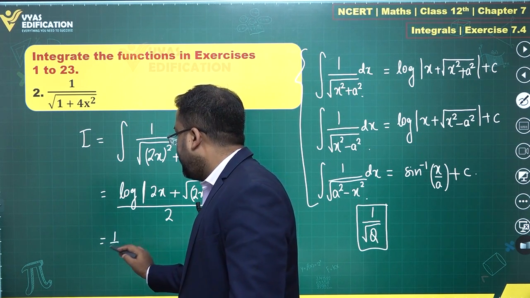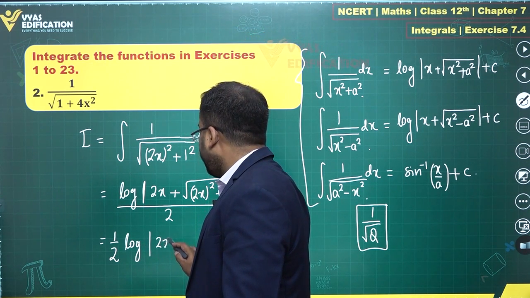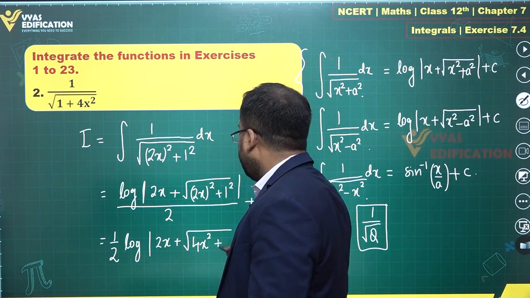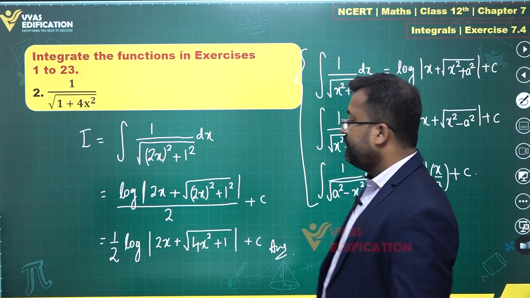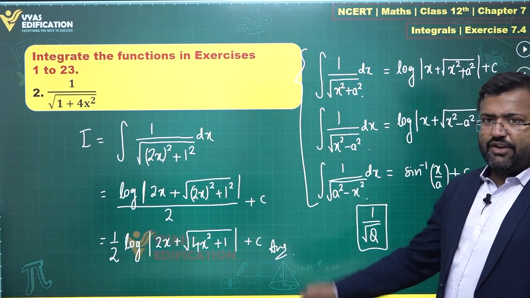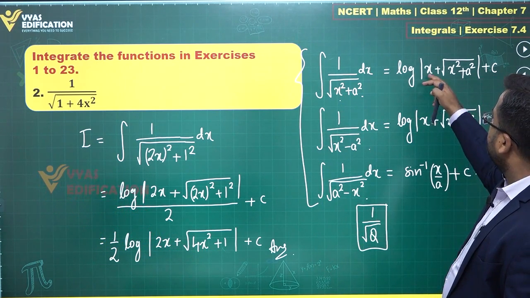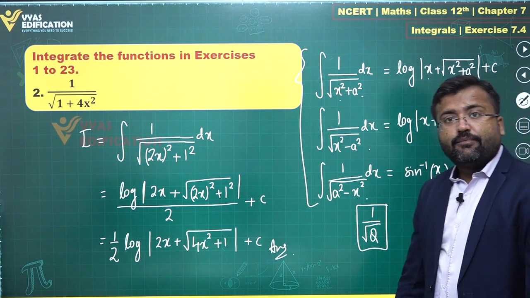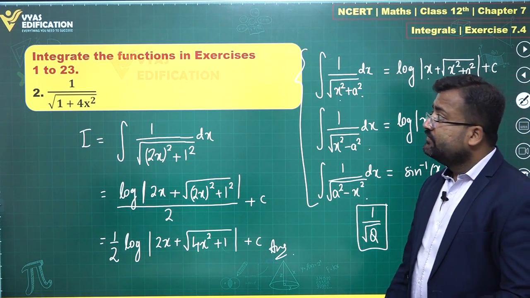This is equal to 1 by 2 log modulus 2x plus under root of 4x square plus 1 plus constant is what remains over here. This is the final answer. Yes, using this formula. A slight modification, that is, instead of x, if you have a linear polynomial of x, px plus q, this becomes px plus q, and you divide by p. Is that all? Yes, that's all in this question.